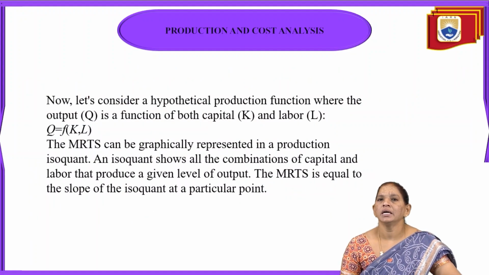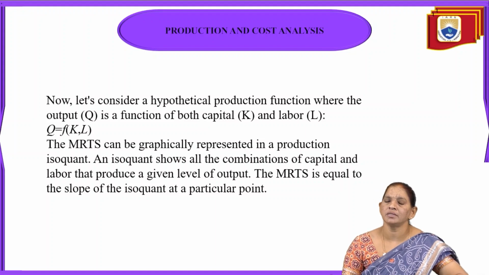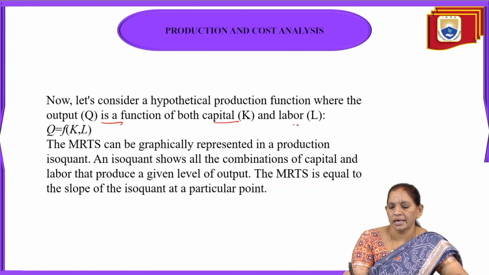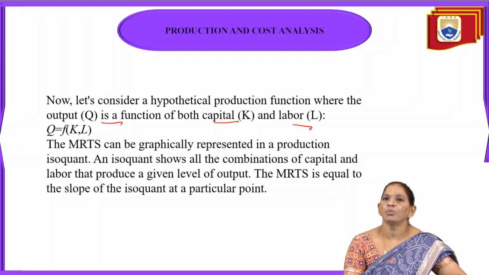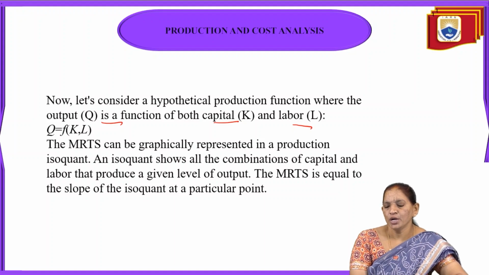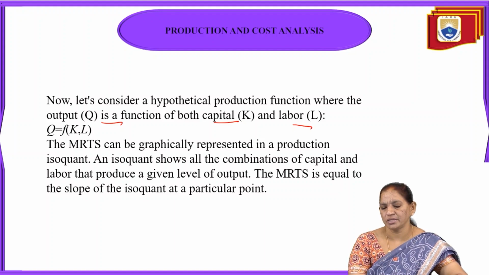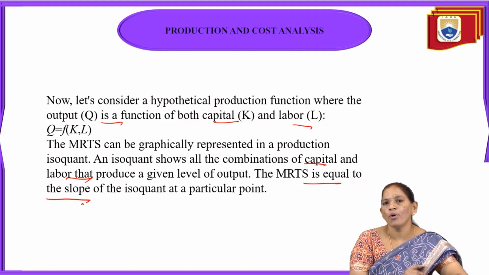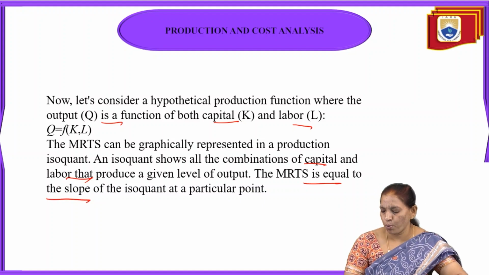So now consider hypothetically a production function where Q is the production output, K is the capital and L is the labor. We can demonstrate the production function as Q equals a function of K and L. We can identify a graphical representation of this in production through the isoquant, which shows the different combinations of capital and labor that give the same output level. So here the MRTS is equal to the slope of the isoquant at a particular point.